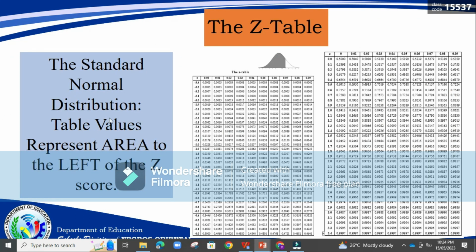Now, the standard normal distribution table values represent the area to the left of the score. We have the so-called Z table.